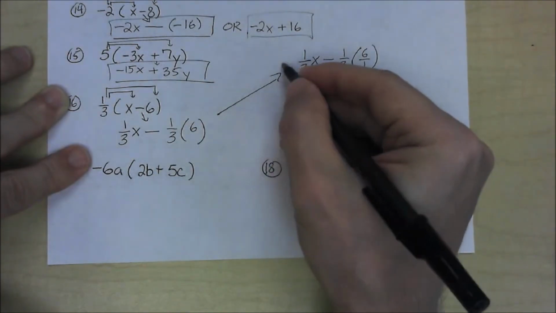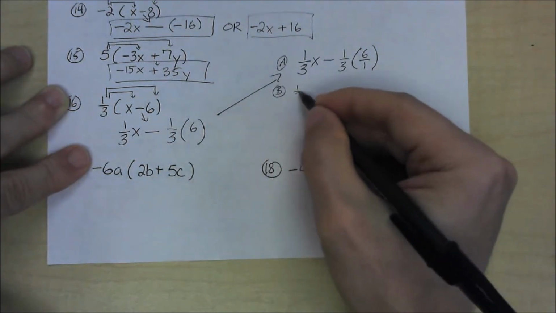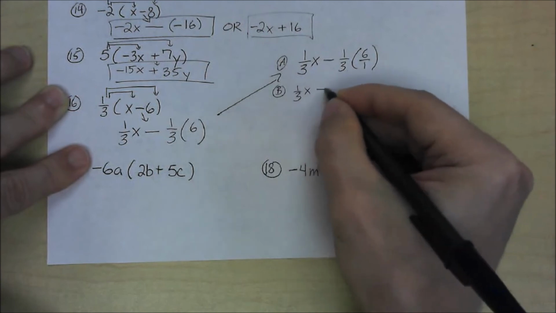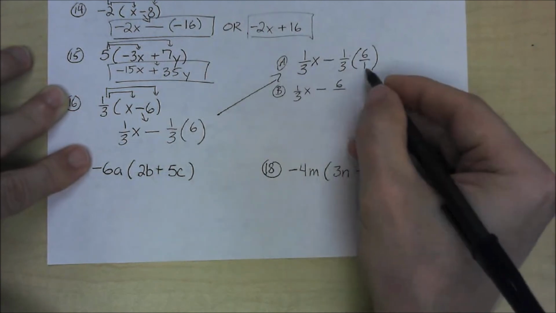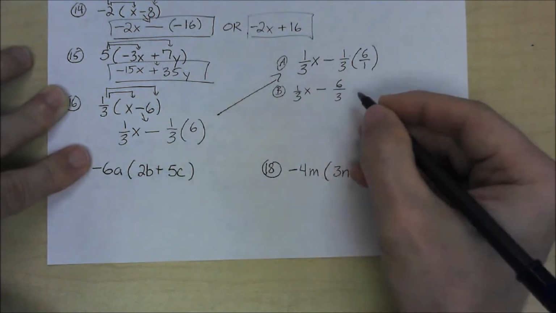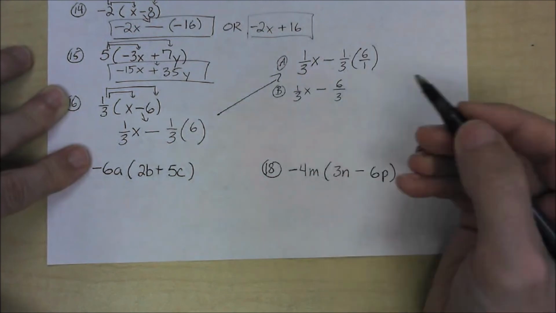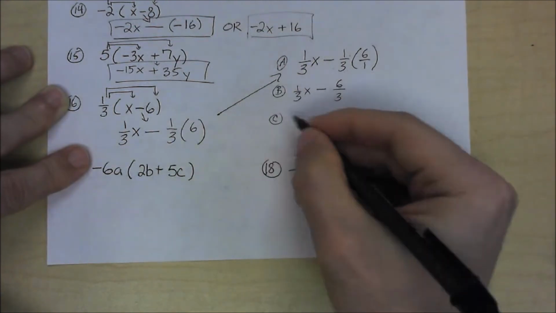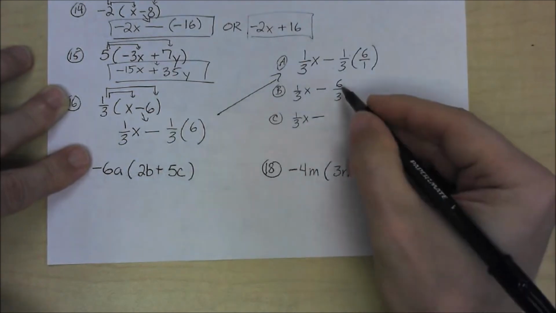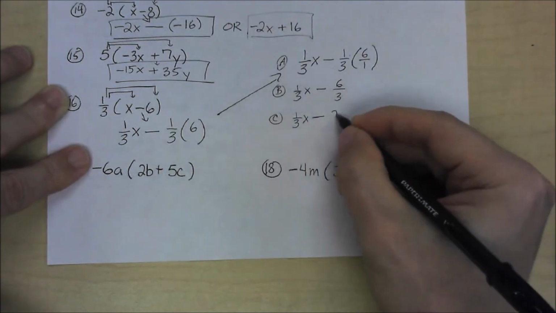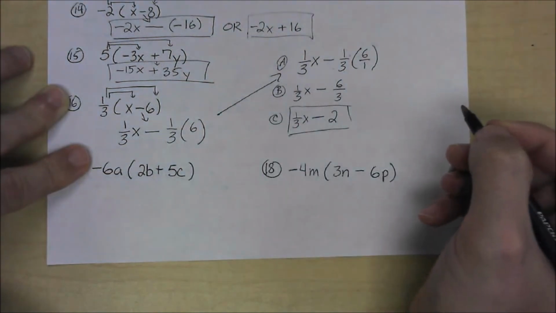So on my next line, let's call this line A. On my next line, line B, I've got 1/3 x minus 1 times 6 is 6. That's my new numerator. My denominator, 3 times 1 is 3. And I can simplify this again because 6 divided by 3 is equal to 2. So now I've got 1/3 x minus, that part still didn't change, but 6 divided by 3, that's going to be 2. So my final answer is 1/3 x minus 2.